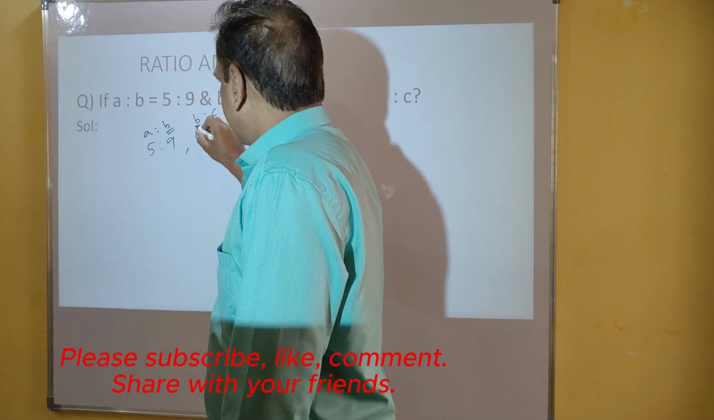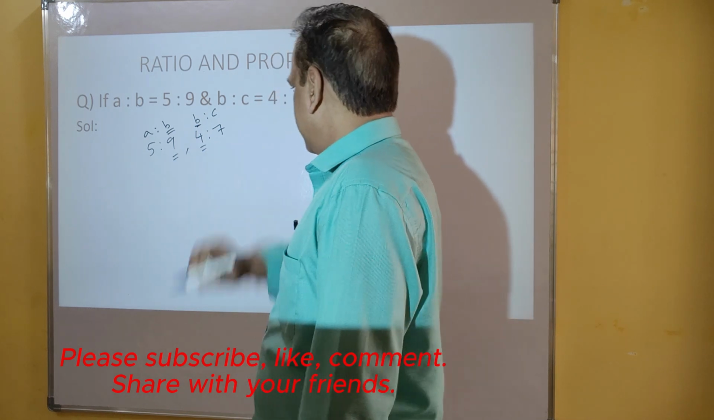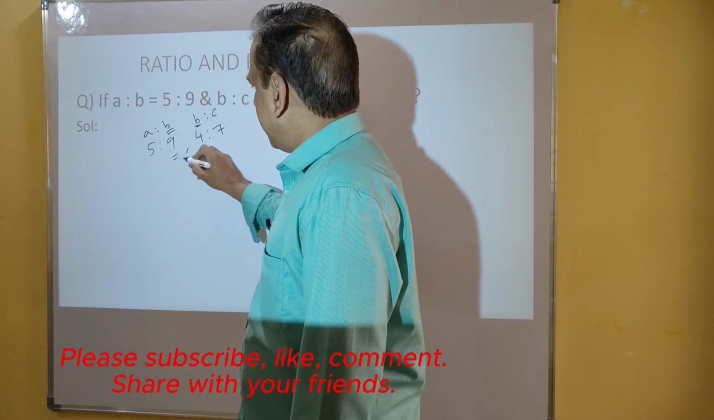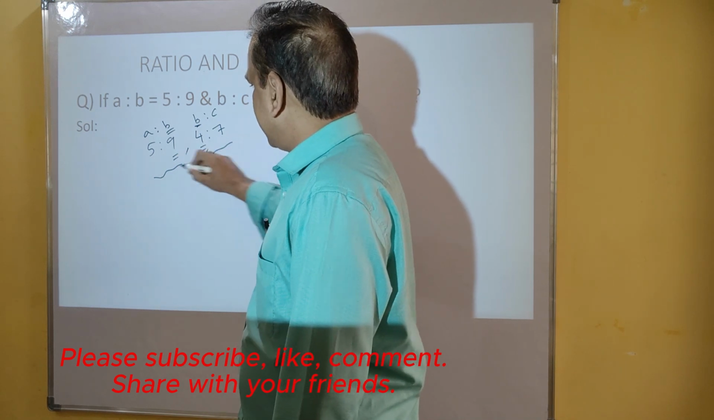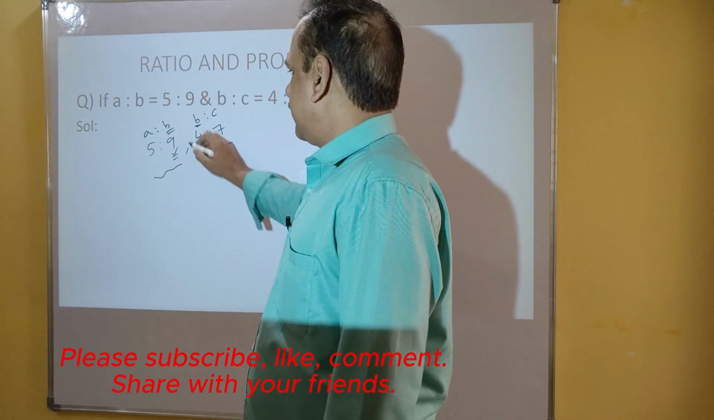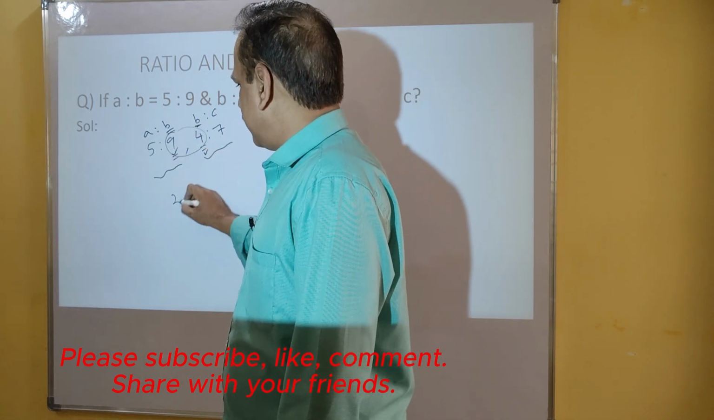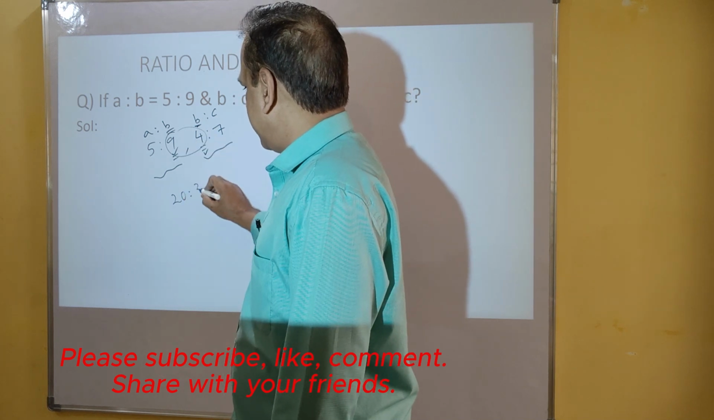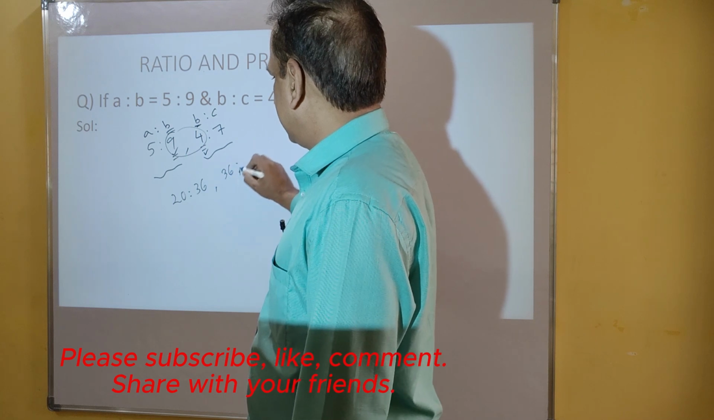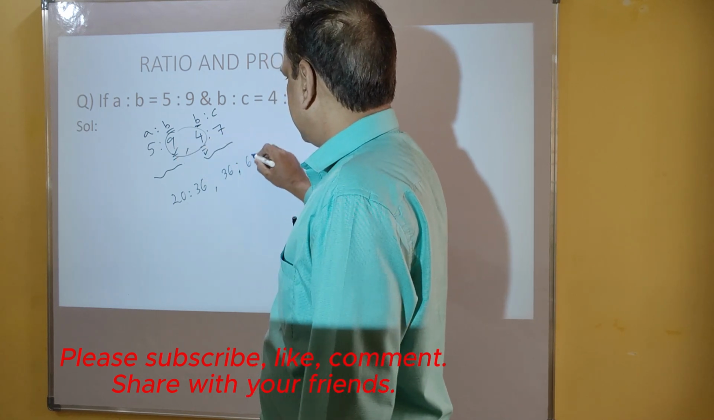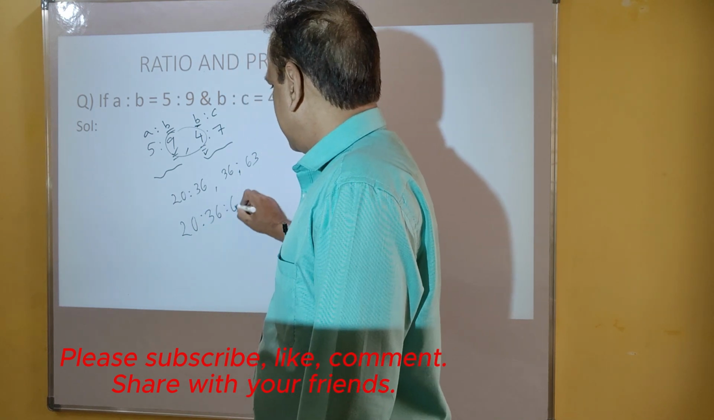Here we have to make these two quantities same. Here we have 9, here we have 4. So you multiply the first pair by 4, you multiply the second pair by 9, so that these two quantities will become same. So 4 into 5, 20, 4 into 9, 36. 9 into 4, 36. 9 into 7, 63. So therefore the answer is 20 is to 36 is to 63.